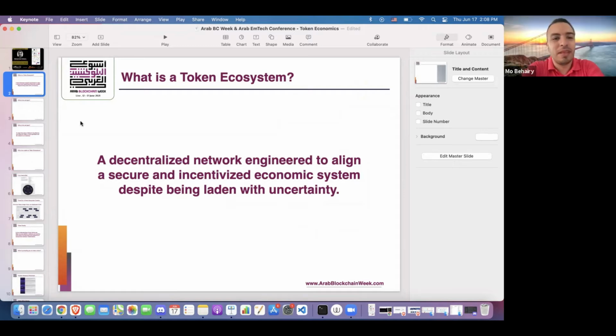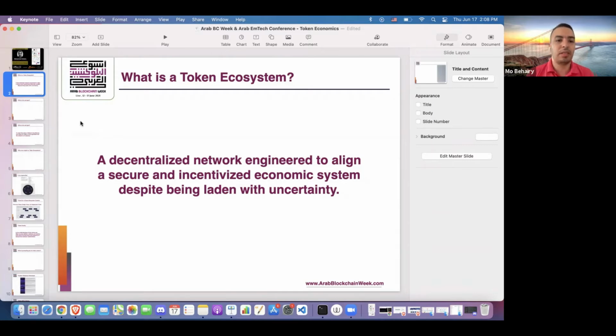So let's start by asking a very basic question. What is a token ecosystem? This is the definition here, which I got from a white paper that was written recently, and I will talk about the sources, so you can hopefully read them.